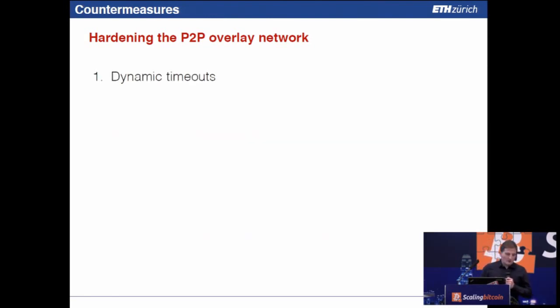So what we propose are actually dynamic timeouts. Based on the object size, so on the size of the transaction, on the size of the block, the timeout should not be static, but dynamic. We can also measure the latency to a particular peer, maybe even the bandwidth to a particular peer.